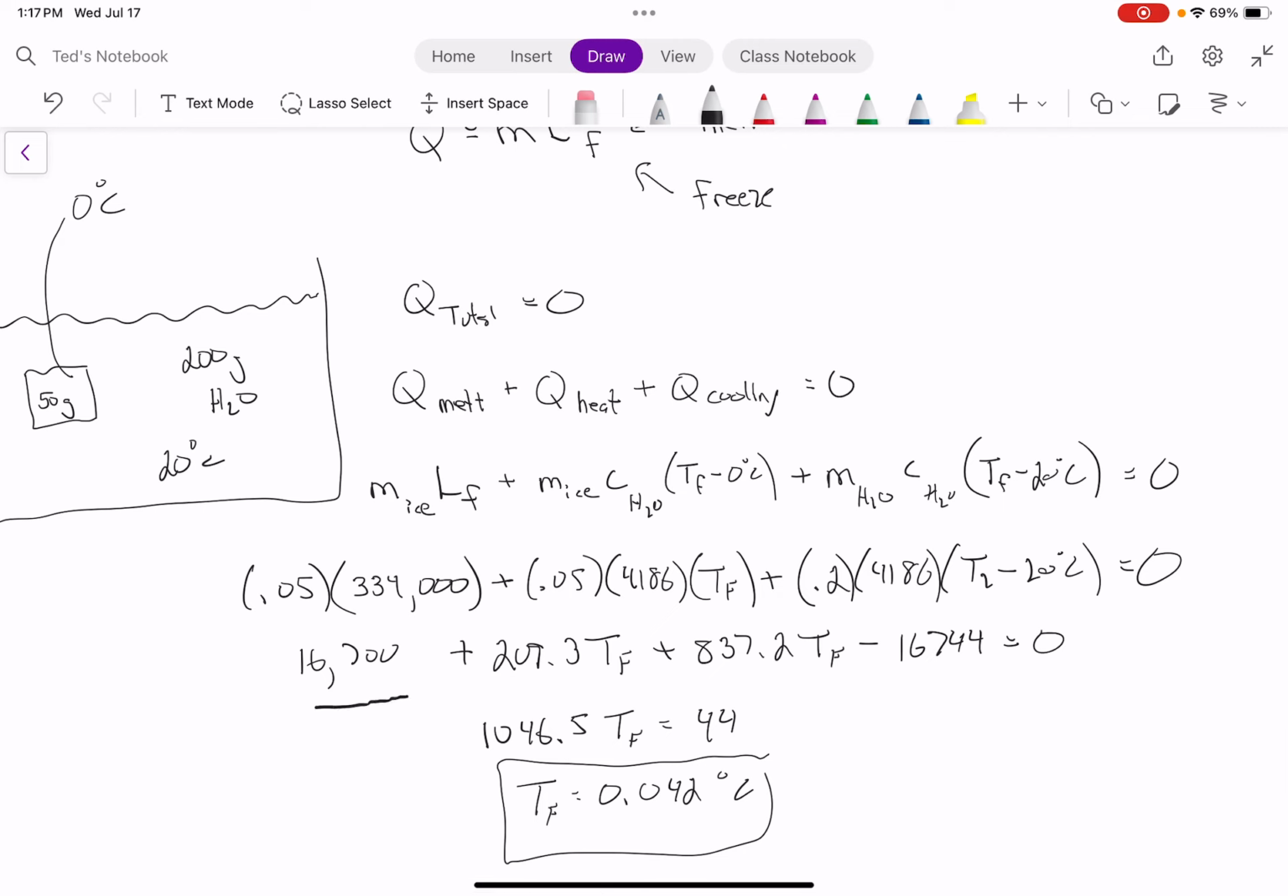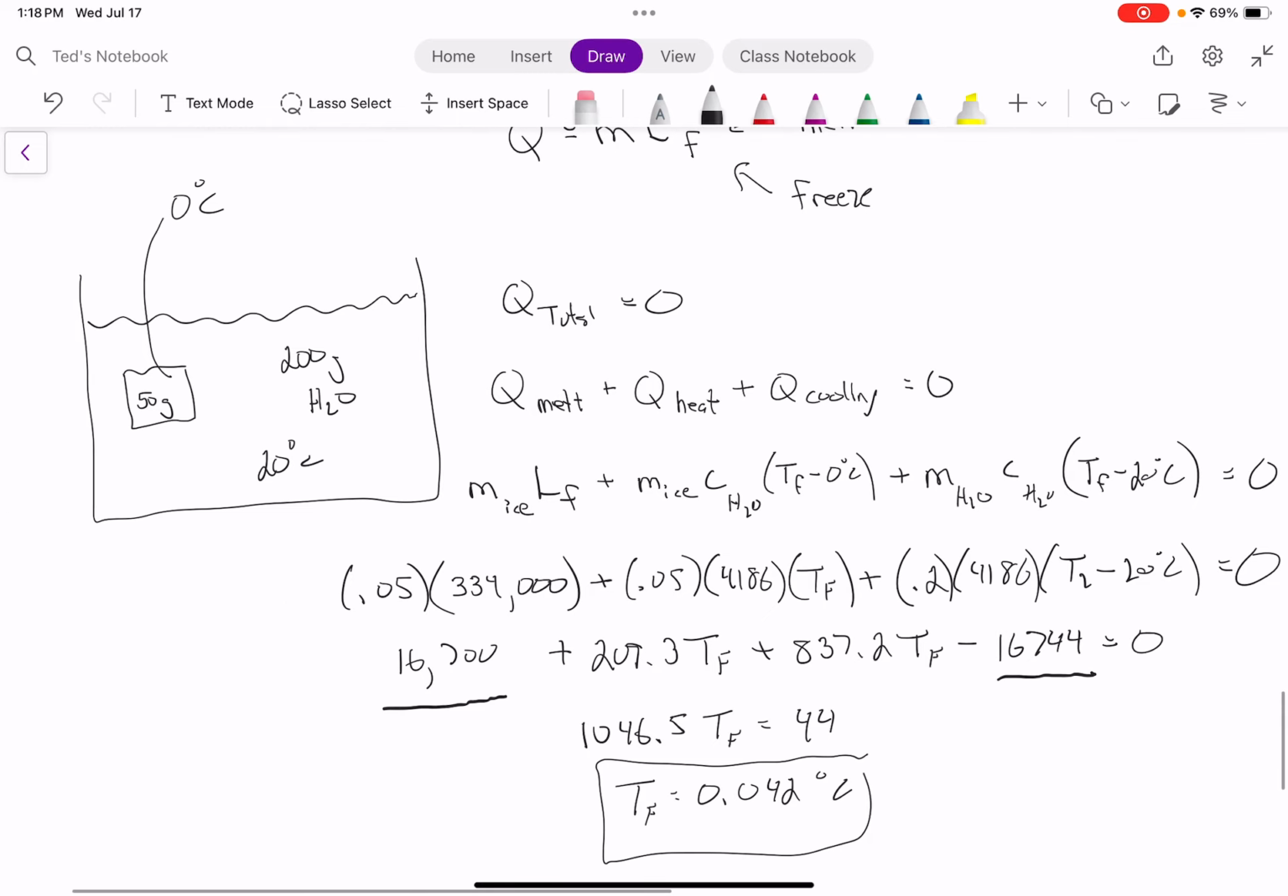So what happens is that the amount of heat required to melt all the ice was just a tiny bit less than the heat required to drop the water all the way down to 0. So we almost dropped the water all the way down to 0 degrees, but not quite. So that amount of ice in that amount of water is almost enough to completely cool all of the water.